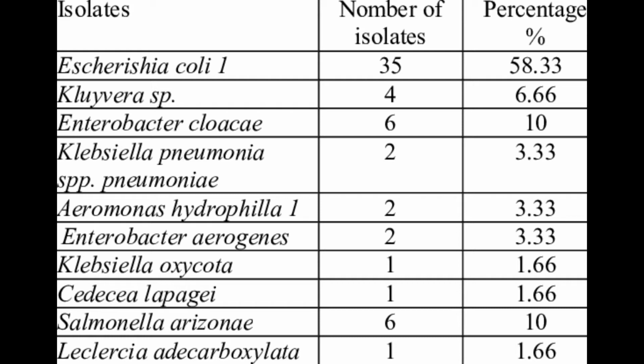Their LIA is P over P, while their OD is negative. In Salmonella paratyphi A, their IMViC is negative, positive, negative, negative, while their LIA is P over Y, and their OD is positive. Salmonella enteritidis has no TSI result, but the IMViC is negative, positive, negative, positive, while their LIA is P over P, and their OD is negative.